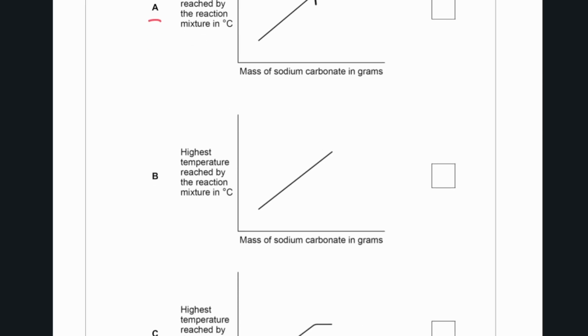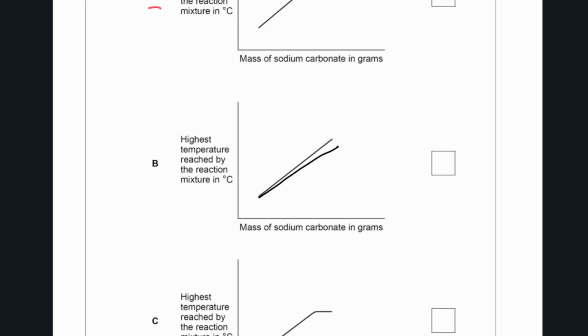Let's look at B then. In B, we just have a straight line. Now this is what we actually got in our experiment, but actually this doesn't show what happens when the sodium carbonate is in excess. If it's not in excess, then we expect that this line will continue increasing, because when you add more sodium carbonate, that means that the highest temperature reached would also increase. Actually, when it's in excess, then the mass of sodium carbonate is essentially at its maximum. It's not going to affect the reaction anymore.